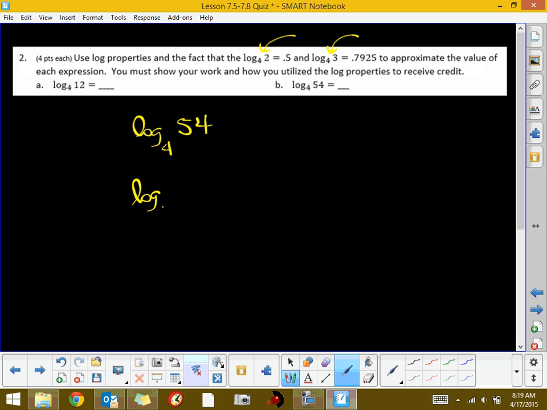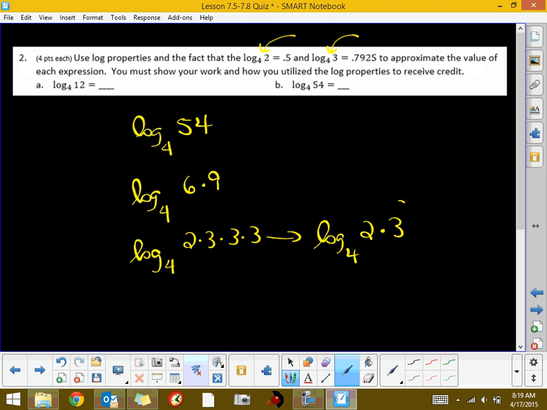So my mind immediately goes to, well, 54 is 6 times 9, so I could do that. And then what I could do is break up the 6 into a 2 times a 3, and the 9 is a 3 times a 3. So realistically, what I could rewrite this as is log base 4 of 2 times 3 cubed. So that's what we're trying to do. We're trying to make sure that we always break the number that they give us into 2s and 3s. In this case, that's the base that they gave us.